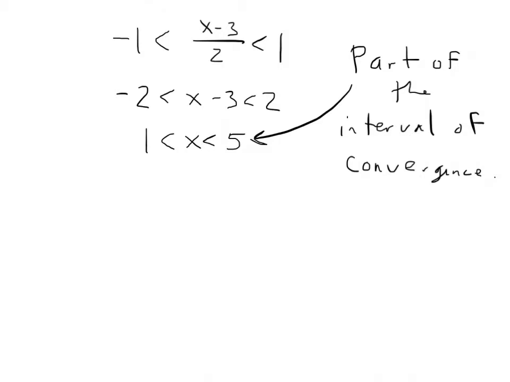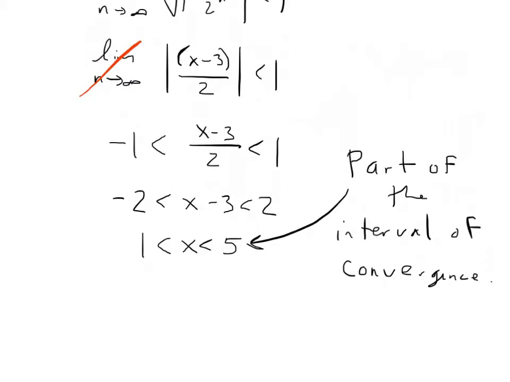My question for you is this. What if x was 1 or x was 5? If x literally was 5, let's plug in 5 here. You'd have 5 minus 3 over 2. That's 2 over 2. 2 over 2 is 1. And what happens if my ratio test is 1? If the ratio test is 1, then the test is inconclusive.